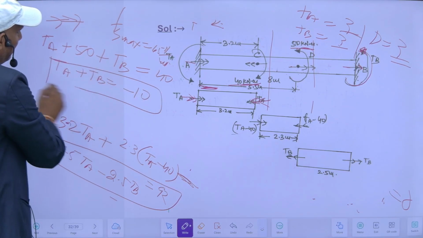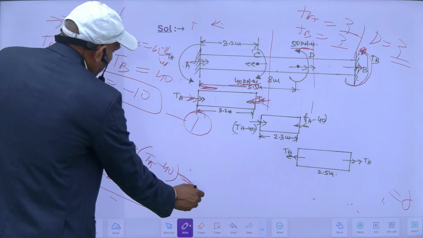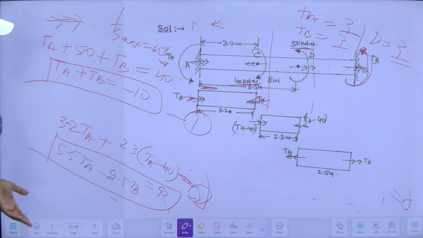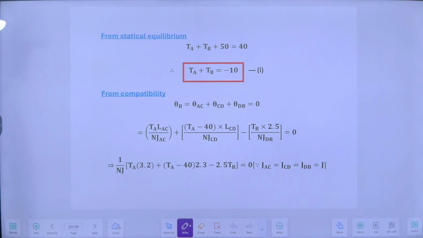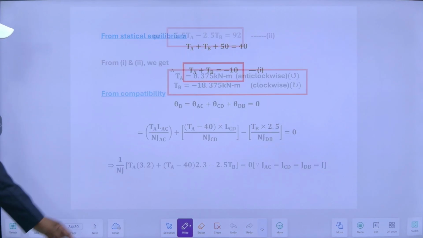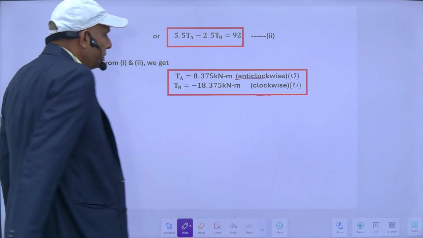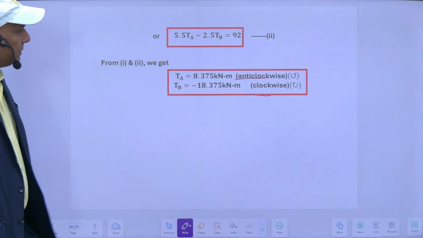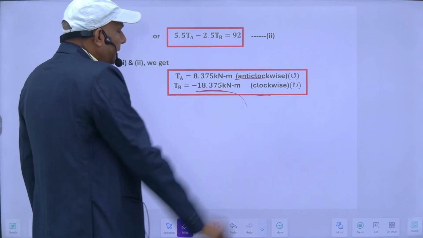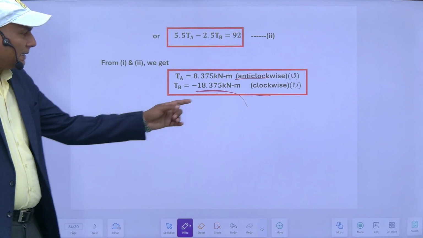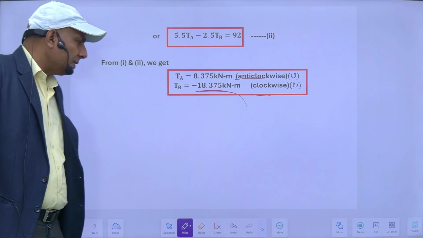So this is from the equation of static equilibrium. This is my equation 1, this is equation 2. I can solve equations 1 and 2, and then I will get TA and TB. So TB is equal to 8.3575 kilonewton meter, and TB is minus. TB minus means whatever direction I assumed, the actual direction is opposite of that. That's why it is minus.